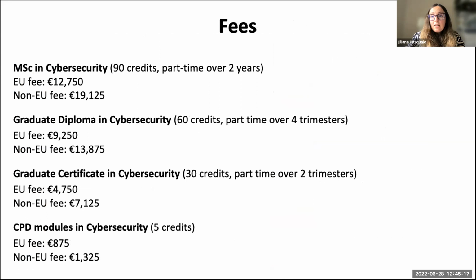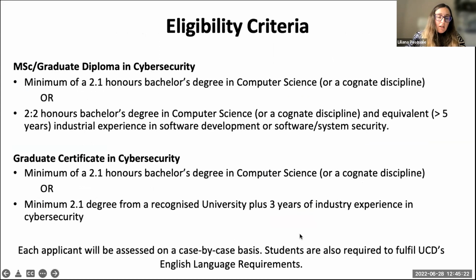And finally, I just want to spend a few words on the eligibility criteria. As I was mentioning, the master requires students to enroll in more technical subjects, okay? So for this reason, the requirements to enroll in the master and in the diploma in cybersecurity are either a minimum of a 2.1 honors bachelor's degree in computer science or a cognate discipline, or a 2.2 honors bachelor's degree in computer science or a cognate discipline, plus an equivalent of 5 years experience at least in software development and software and system security.